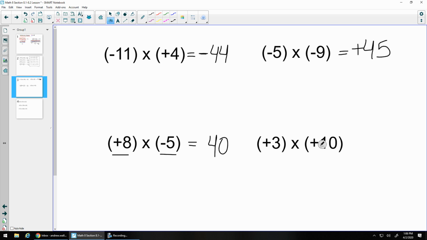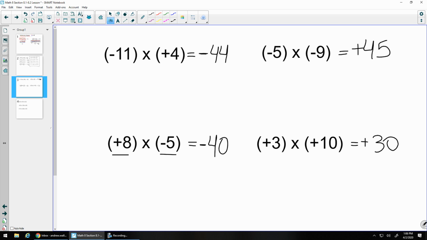And is this positive or negative? It's 1 negative, 1 positive, so the answer is negative. And lastly, I have positive 3 times positive 10. Well, 3 times 10 is 30. Positive times positive is a positive. And there we go. So it's actually really simple.